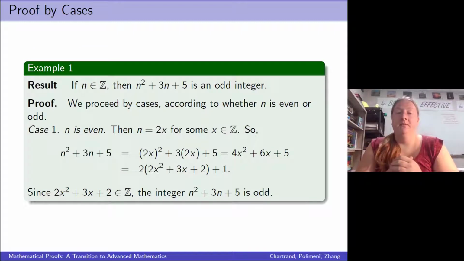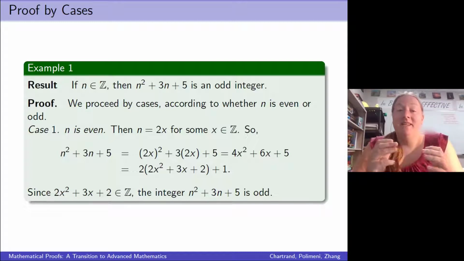So here's an example of that. We have n as an integer, and we say if it's an integer, then n squared plus 3n plus 5 is an odd integer. Now we need to show this for all integers, but knowing just that n is an integer, I can't do anything with even and odd from that. So instead, I'm going to break it into two cases. The first case will be when n is even, and the second will be when n is odd.